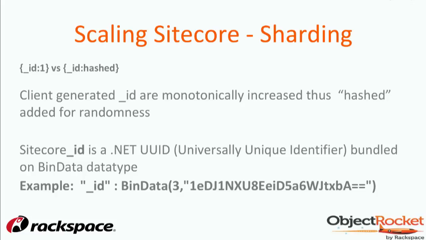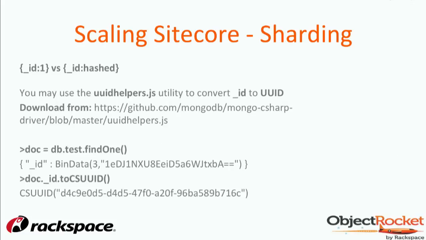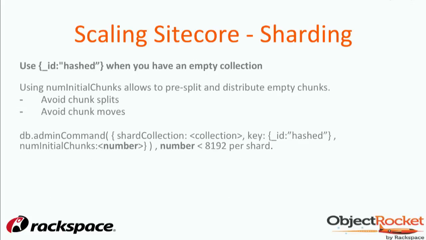An example of ID is this. Unfortunately, you cannot read the UUID here because they bundle the UUID into the binary data type of MongoDB, which is a best practice. They're not doing that wrong. If you download that script from this location, it will help you extract those bin data and get the actual value back, which is very familiar for people that know about .NET. This is a .NET UUID. So this is the actual UUID that the application produced, and it's not monotonically increasing. It's a totally random string. So I mentioned ID or ID hashed.